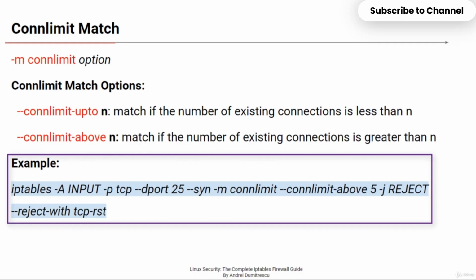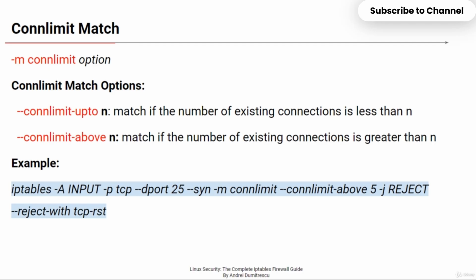This example uses the connlimit match to reject incoming TCP connections to port 25, which is SMTP, if the number of connections from the same IP address is above 5. Notice that in this example, I've used another target, which is REJECT. Instead of silently dropping the packet, the REJECT target is dropping the packet and then responding back to the source with a TCP reset packet. We'll have a dedicated lecture on the REJECT target, and we'll see what the differences between DROP and REJECT are and when to use each of them.